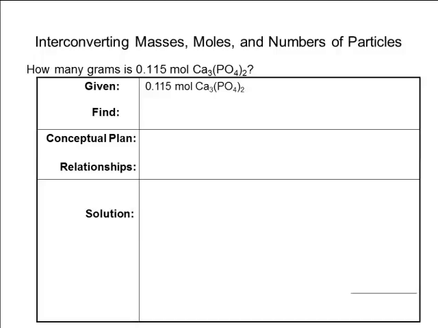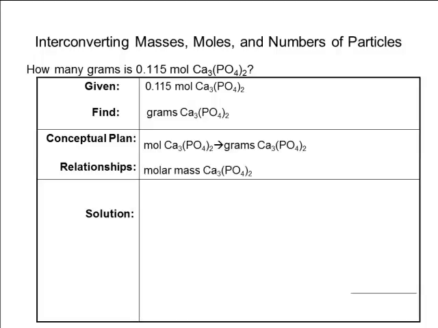We're going to set it up where we look at what we're given: the 0.115 moles of calcium phosphate. What are we trying to find? We're trying to find grams of calcium phosphate. Pretty straightforward, this one. So what are we going to do? We're going to take moles of calcium phosphate and convert to grams of calcium phosphate. What's the relationship we're going to use? Well, we're going to use the molar mass of calcium phosphate. So we need to calculate that.